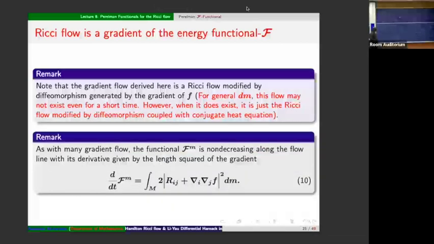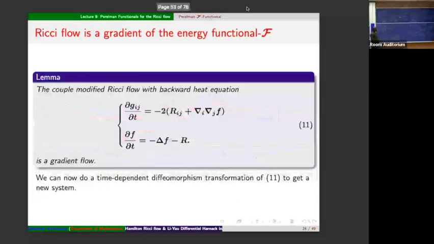So this energy function now is this equation 10, and then you have 11 here now as the gradient flow. So you have a modified Ricci flow equation with a backward heat equation. So this equation is what gives you the gradient flow. While the metric is being solved, Ricci flow is being solved forward in time, this heat equation will be solved backward in time. Okay, and we can do a kind of time-dependent transformation of this equation 11. So we do that because of this invariance in this.